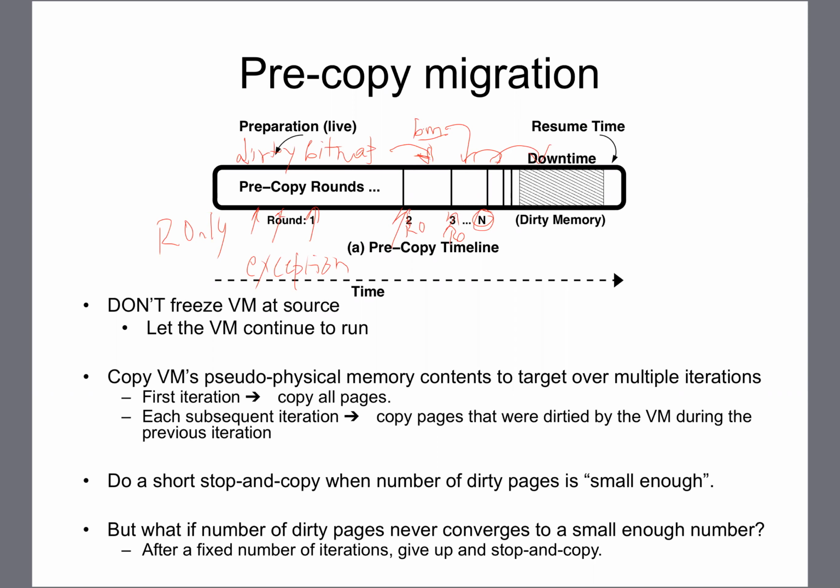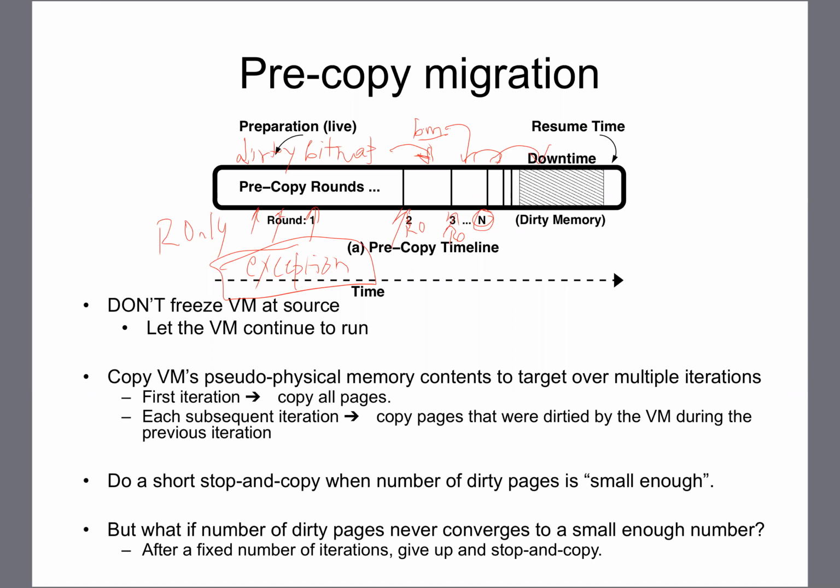So of course, this also means that every write operation is going to cause an exception, right? Every first write operation on any page in each round is going to cause an exception. So in a way, write operations are becoming more expensive. Although the VM is running, write operations are slower than what they're supposed to be.